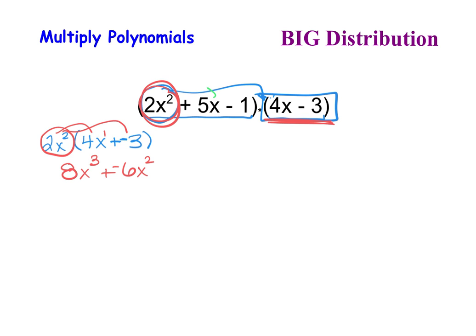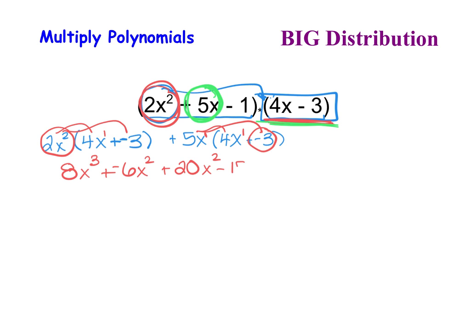And then we're going to do the same thing with the 5x. We're going to take the 5x and multiply it by everything in that second parenthesis. So I'm going to take plus 5x times 4x, and I'm going to do plus negative 3 here so I don't make a sign error. And then again, I distribute. 5 times 4 is 20, and then x to the first and x to the first, we add those together and we get x squared. Then from here we take 5 times negative 3, which is negative 15, or plus negative 15, and then the x tags along.